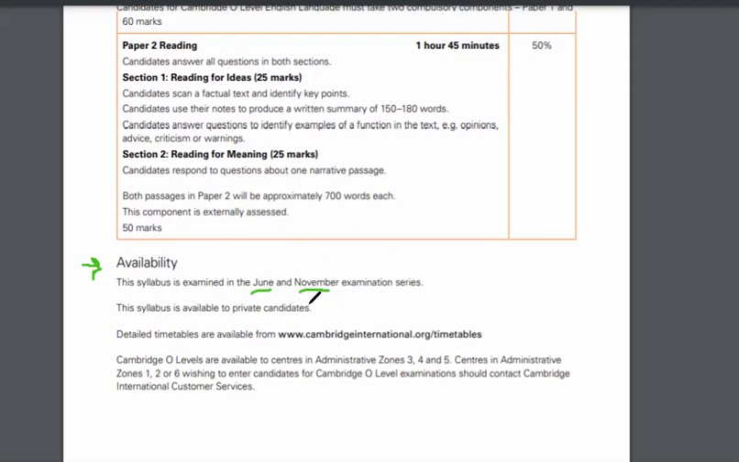Syllabus is available to private candidates. This does not concern you. Detailed timetables are always available at this website. If you ever need to connect to Cambridge International, this is the site that you can note down someplace, and for any assistance, you can always visit their site.